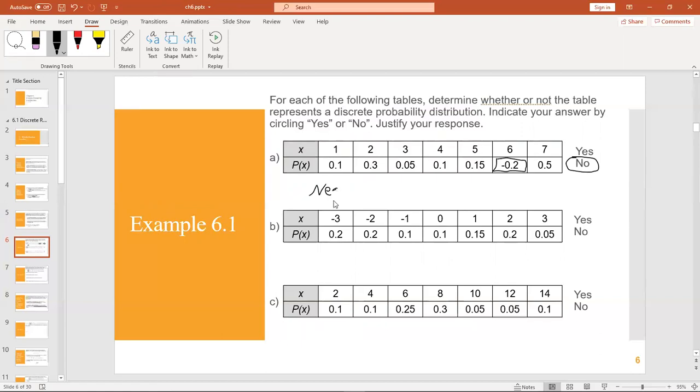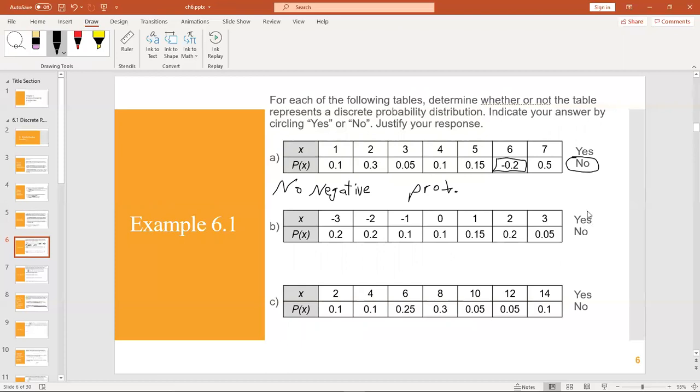A negative probability is not a thing. Who does that? No. So no negative probabilities. Bad dog. Get a newspaper and rub your nose in it. No negative probabilities. Okay, anyway.